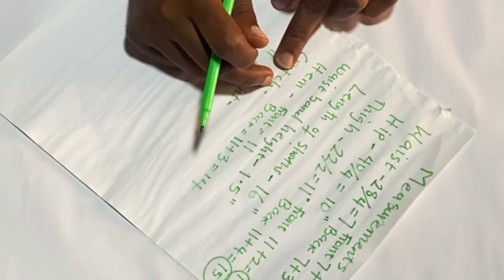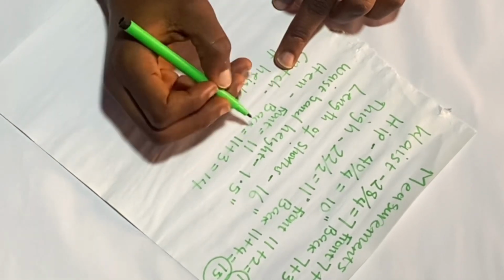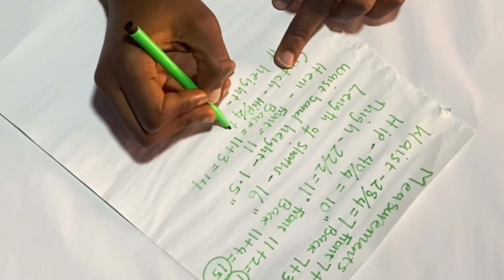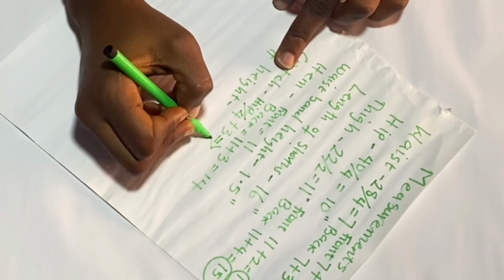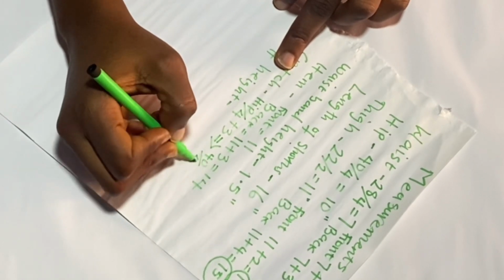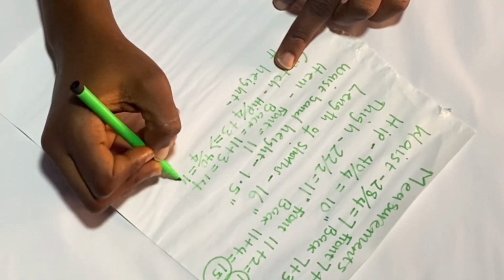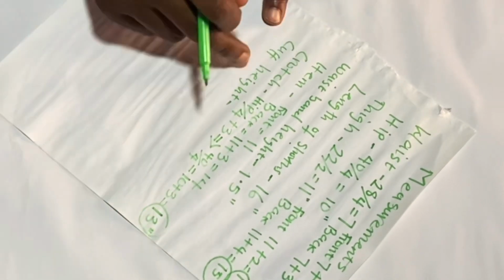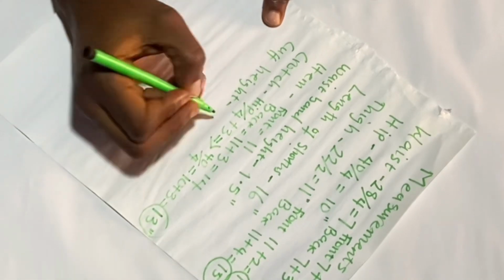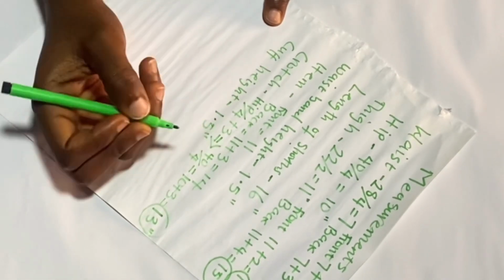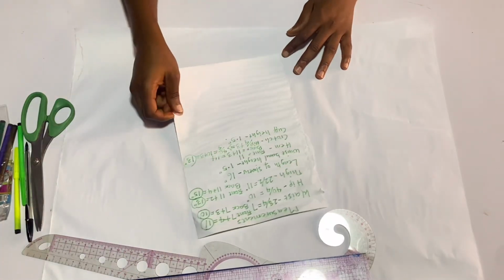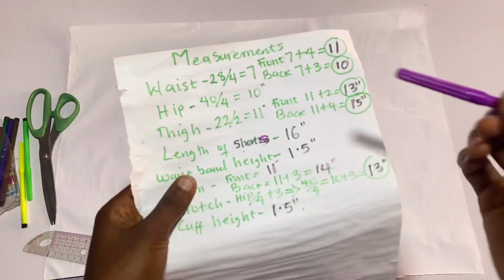So guys, to get your crotch, there's a formula to use. That's going to be your hip circumference divided by 4 plus 3. My hip circumference is 40 divided by 4, that's 10 inches. I'm going to add 3 inches to that to give me 13. So my crotch line is 13 inches. The next thing is the cuff height, the cuff on the hem of the short, which is going to be 1.5 inches, as you can see.